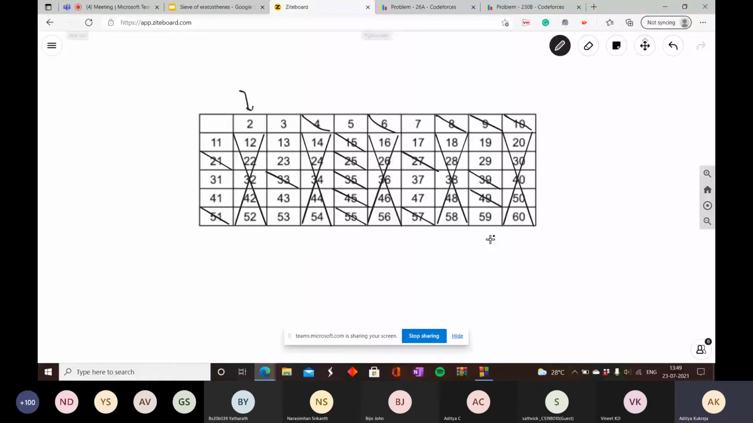So now what's remaining? These are all the prime numbers which are less than or equal to 60. And so this is what the Sieve algorithm has done. It's able to generate a list of all the prime numbers less than 60.